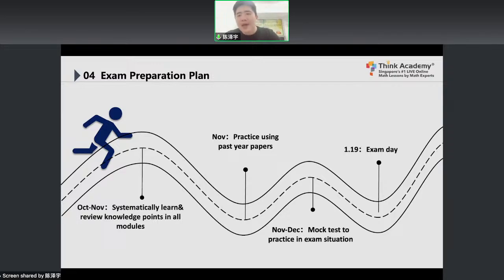When we come back from the new year, you still have around 20 days left. For these 20 days, you need to look at the questions that you didn't get correct in the mock tests and past year papers, and try to figure out why. Look at the wrong questions. It's more helpful than learning new knowledge points in the last 20 days. So here is the timeline I suggest for the exam preparation.